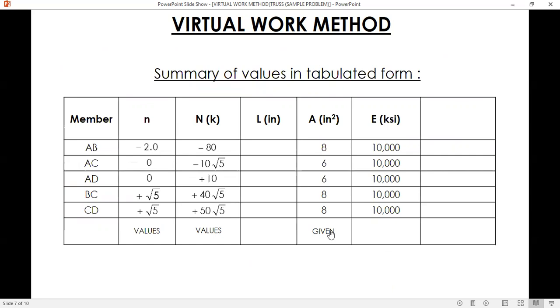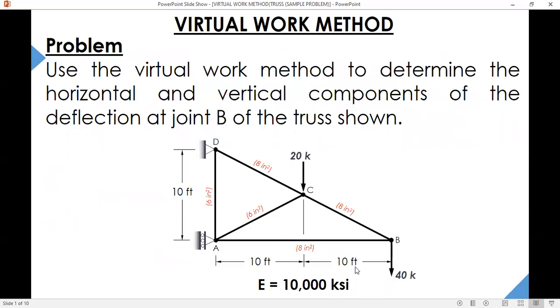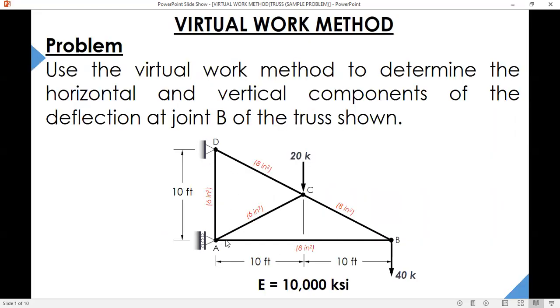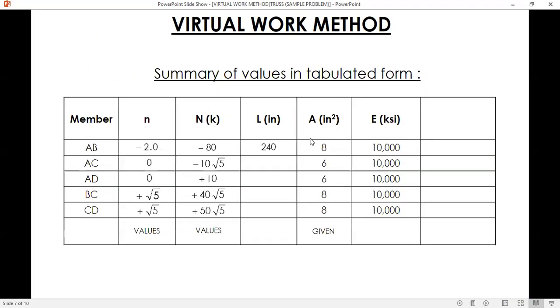For L, in inches. The length of AB is 20 feet. So, 20 feet converted to inches times 12, that's 240. You do the same for the other members. We can solve for the length of AC, BC, and CD using the Pythagorean theorem: square root of 10 squared plus 5 squared. That's the length of AC. Converted to inches.